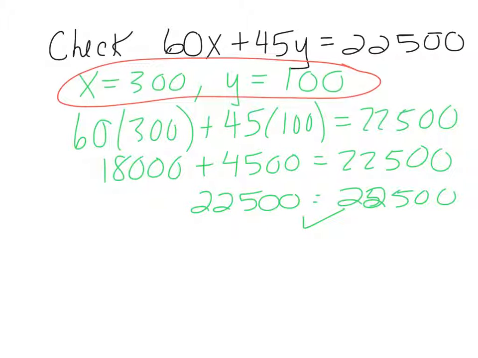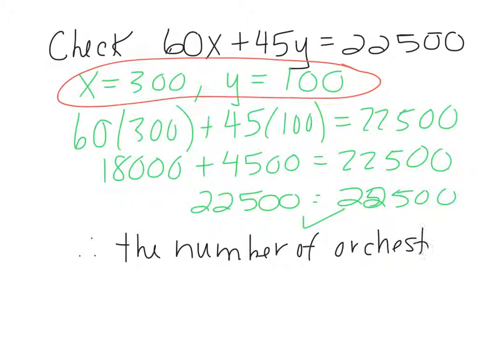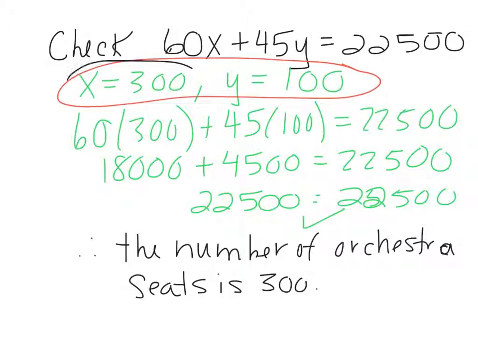In the original equation, it was asking us the number of orchestra seats we're going to have. So therefore, now we are ready to answer, and we'll say therefore the number of orchestra seats is 300. Remember, it's important to know, as we had denoted back in our original diagram, what X and Y are. In this case, X was the number of orchestra seats, and it's asking us for those, so we answered with a value of 300.